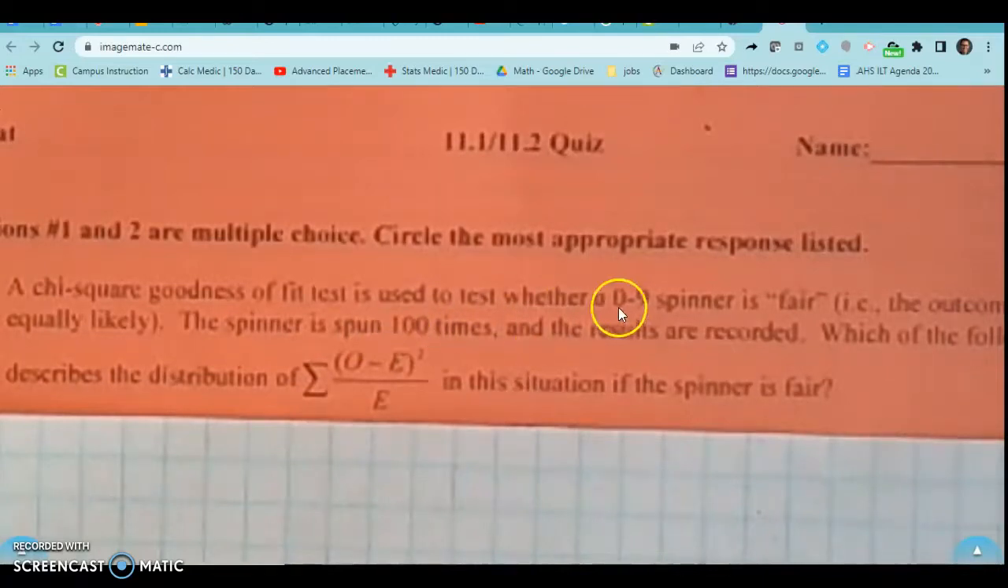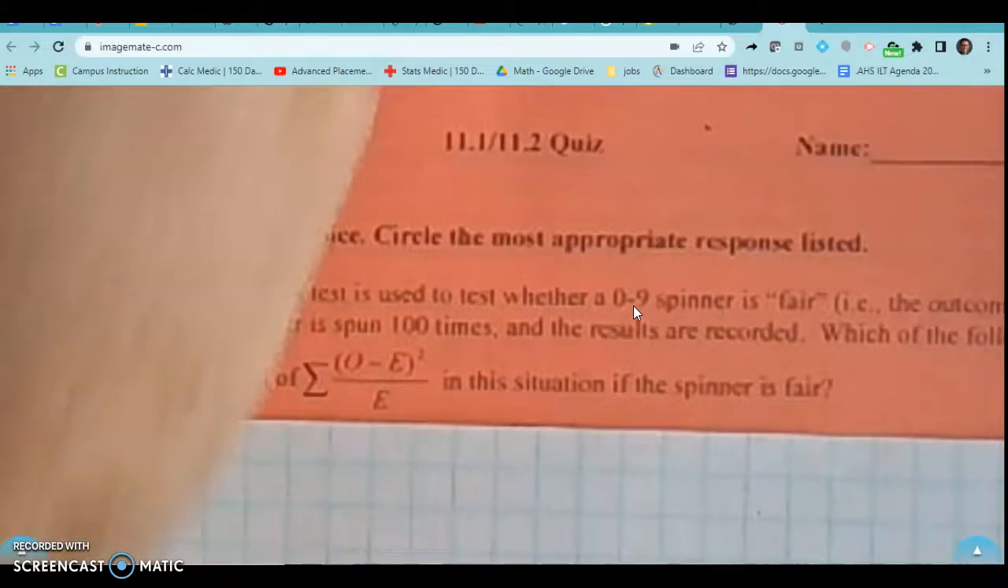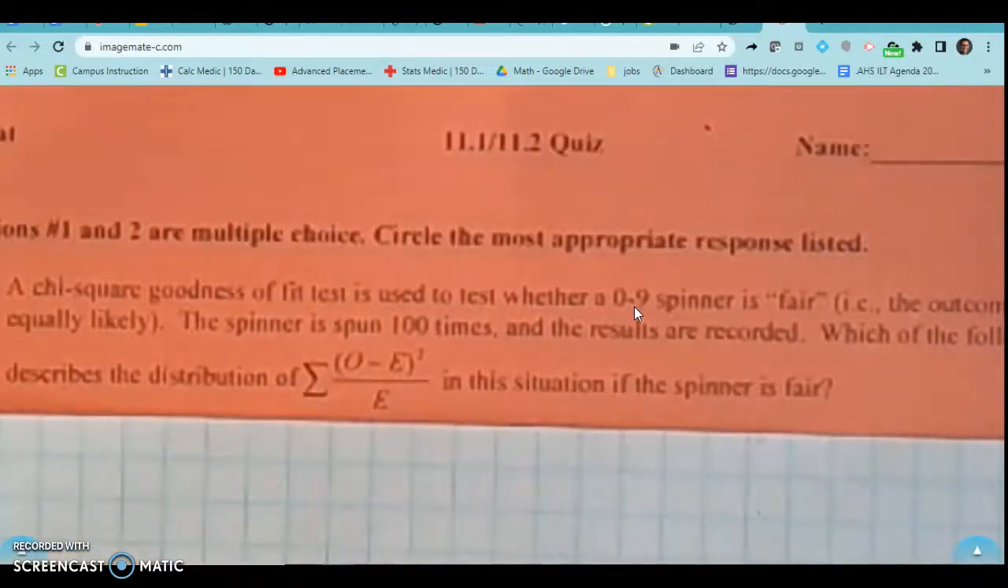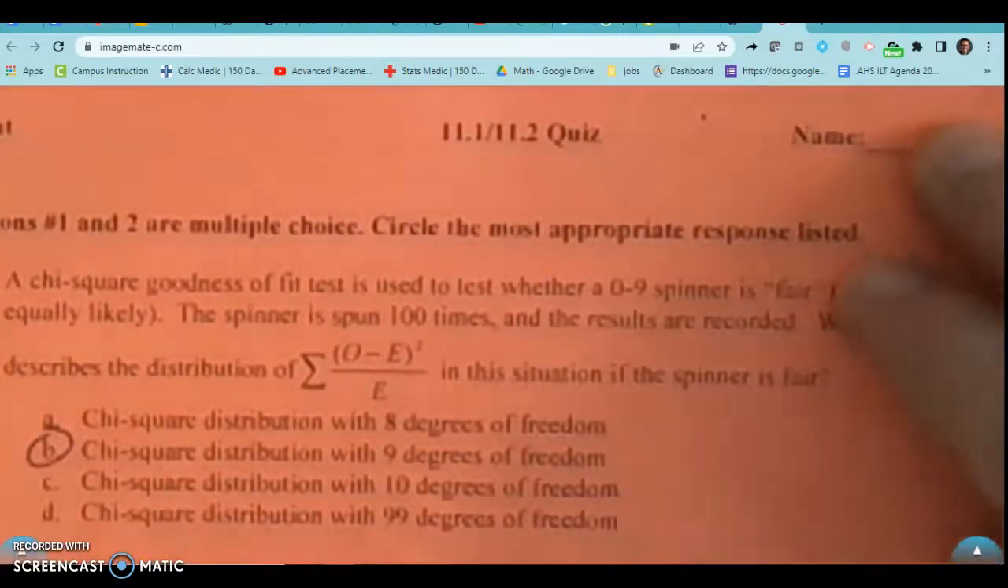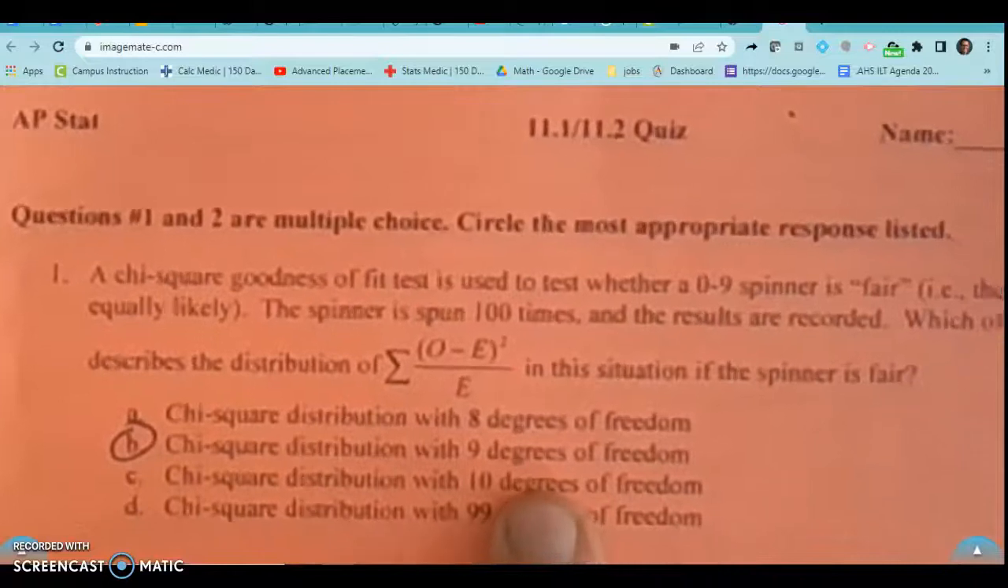Now, the degrees of freedom for a goodness of fit test is the number of categories we have minus 1. So we're going to look at how many times we land in 0, 1, 2, 3, 4, 5, 6, 7, 8, and 9. So that would be 10 different categories, which means we have 9 degrees of freedom. Correct answer for number 1, B. B is the correct answer for number 1.